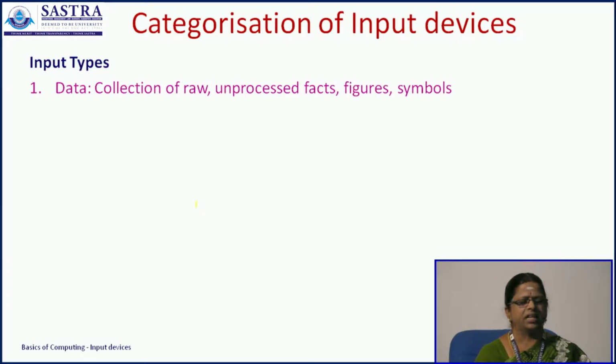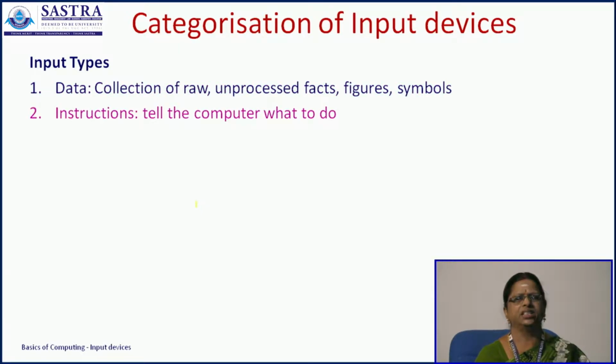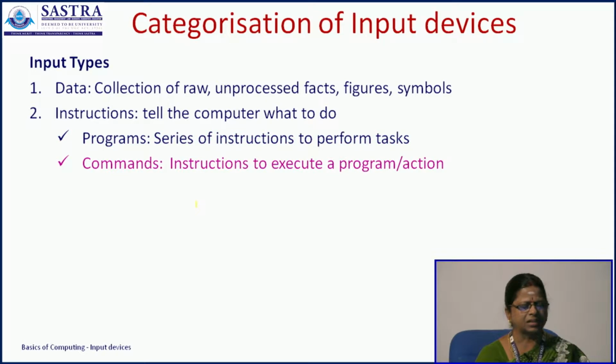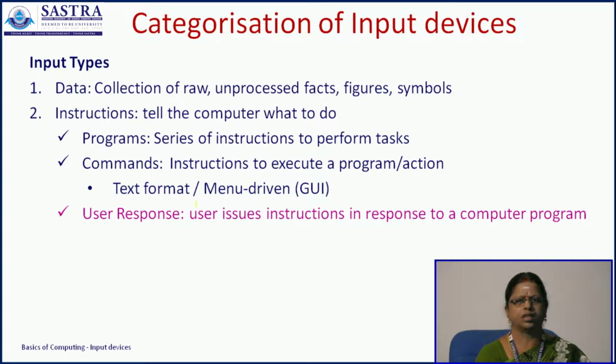First one is the data. Data is a collection of raw, unprocessed facts, figures, or symbols. Next is about the instructions which tell the computer what to do. It can be programs, which is a series of instructions to perform tasks. It can be commands which are given to execute a program or do an action. It can be in the form of text or menu driven. It can be the user response, wherein the user issues instructions in response to a computer program.